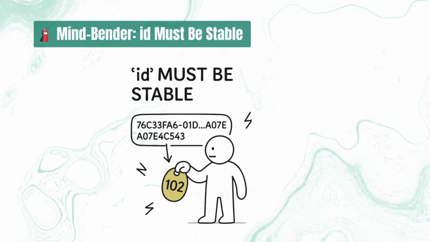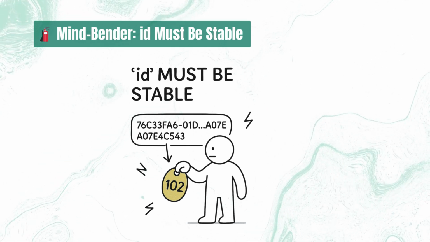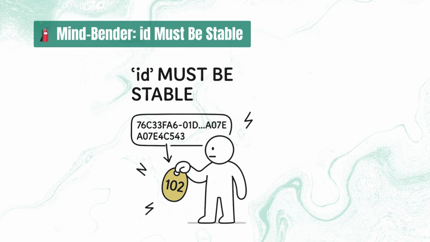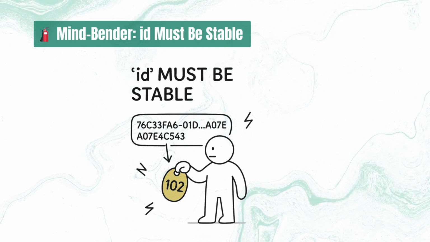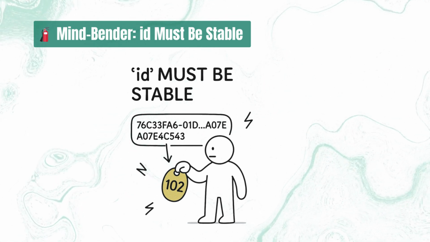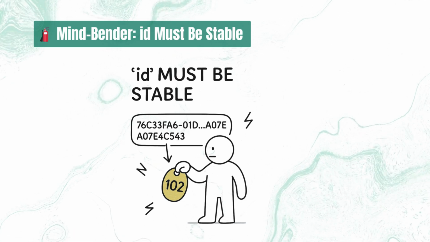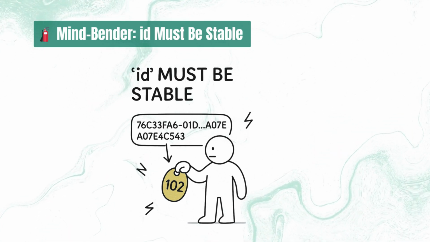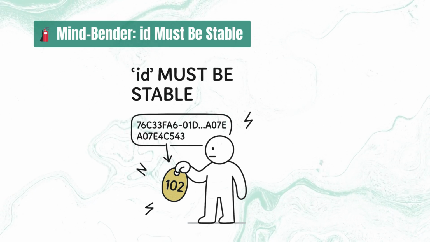Here's a sneaky gotcha. If your ID changes during a view update, SwiftUI thinks it's a brand new item. That can glitch animations, kill transitions, or flat out crash things. Rule of thumb, your ID should be stable across renders, not something like UID inside a computed property.